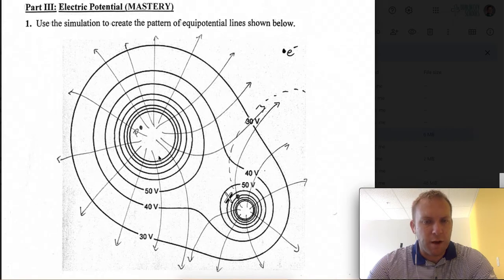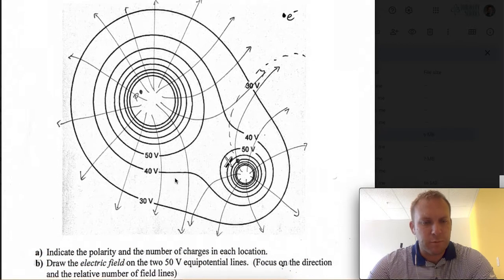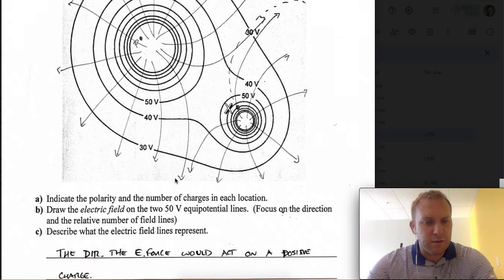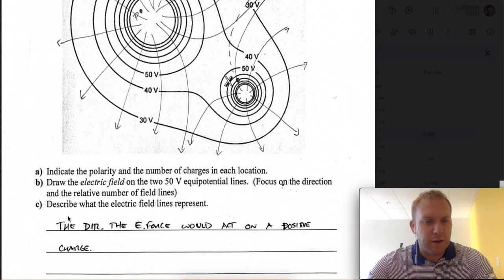So these are positive potentials, so I know that these are positive charges. So I'm going to draw my field pointing away, and my field lines are always perpendicular to the equal potentials. It then says, describe what the electric field lines represent. I said the direction the electric force would act on a positive charge.